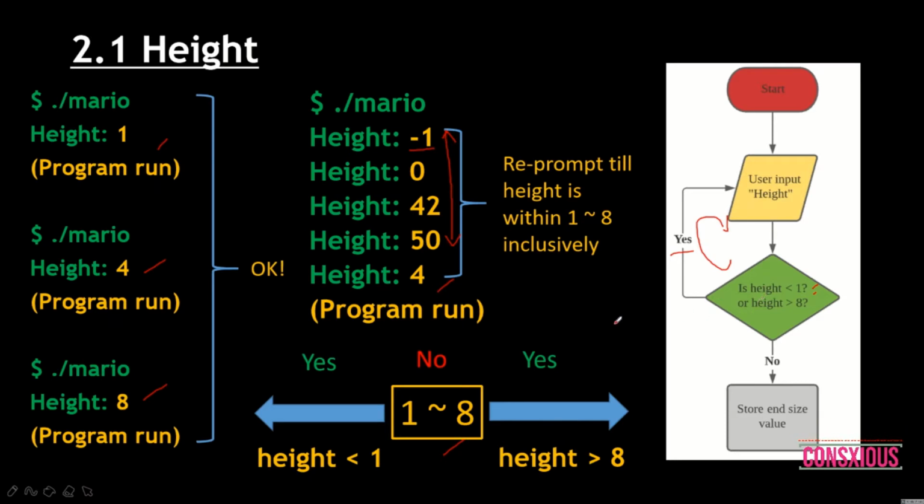If no, for example 1 and 8. Take 1: is 1 less than 1? No, 1 is not less than 1, so we go to the no branch here. Is 8 more than 8? No. Is 7 more than 8? No. So you will go here, and the program will store the height value.